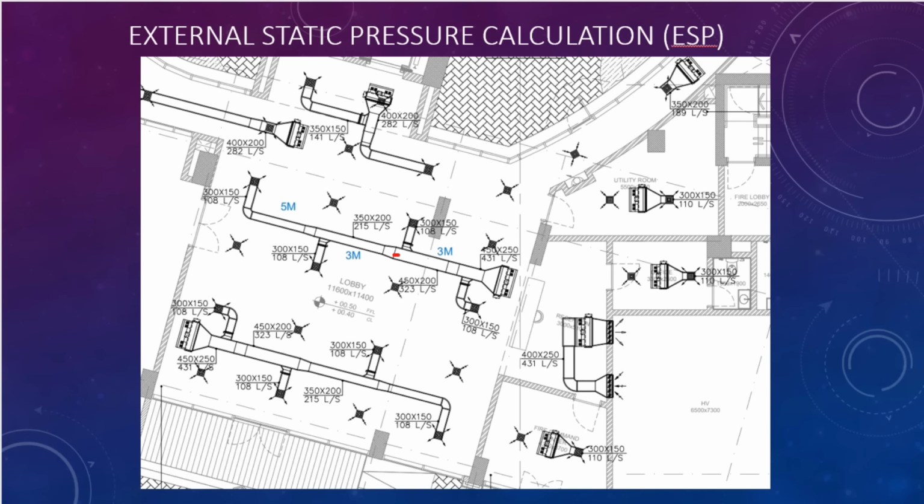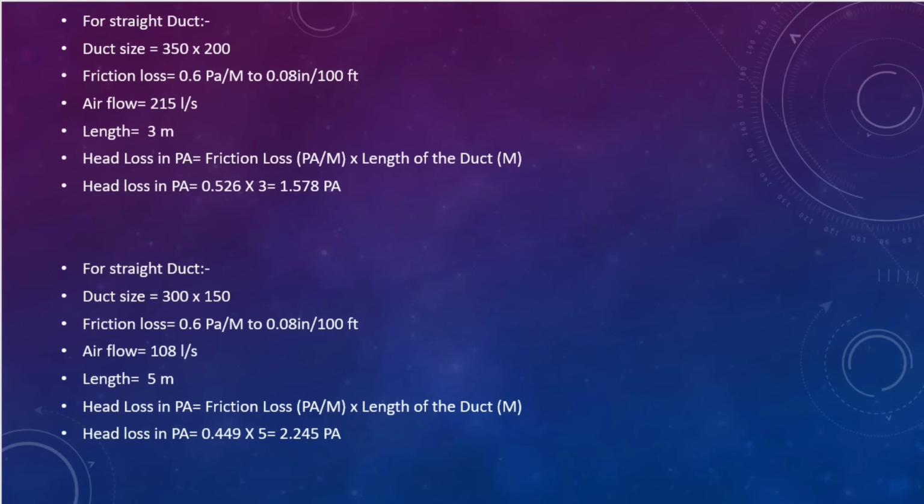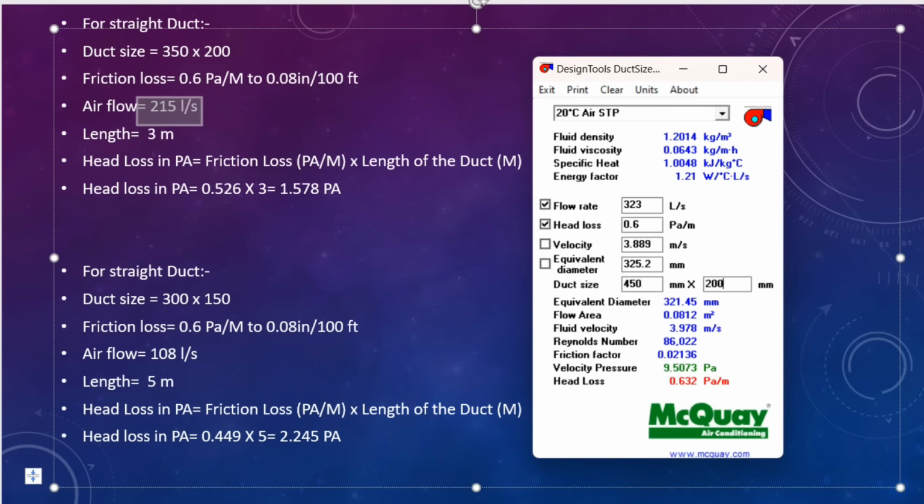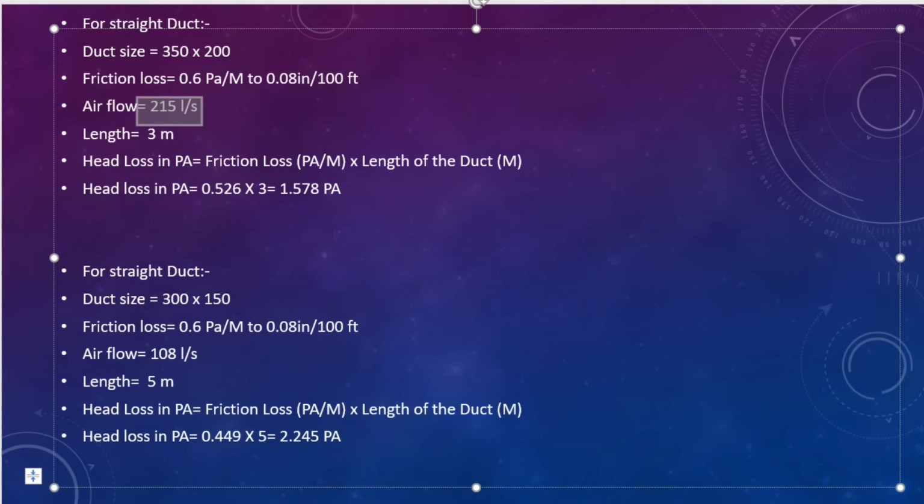So after this reducer, the flow at this point is 215 liters per second and the duct size is 350 into 200. So now the straight duct again. The duct size is 350 by 200 and the flow is 215 liters per second. If you go again to the duct sizer, you can see this is 215 liters per second and the friction loss 0.6 and the duct size is 350 and 200. So the head loss here is 0.526. The same I applied here, 0.526, and the duct length is 3 meter. So total it will be 1.578 Pascal.